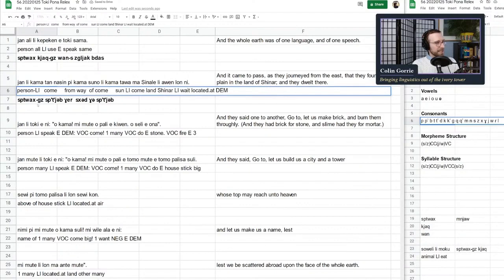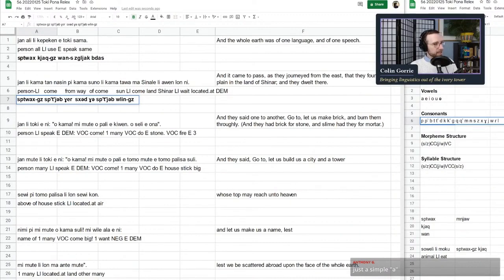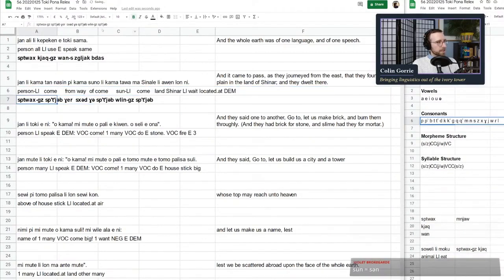Come sun li. So we need a word for sun. Maybe this can be something like lean. And then we have gz. And then we have come again. So we have this word that is definitely going to kill me. Sunny, land. Need one for land. What if the word for land is just Okay.